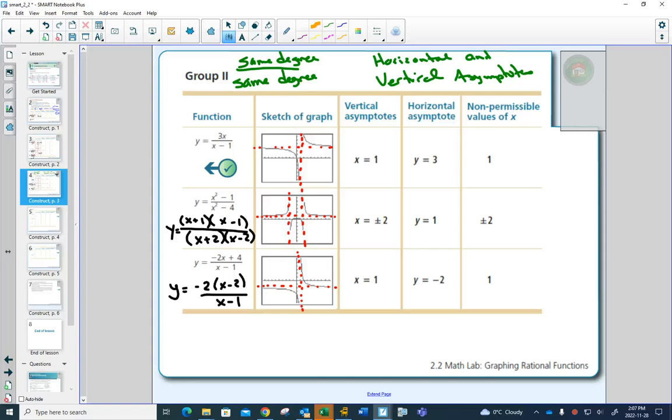Basically, what's happening is when x gets really, really big, the -1 doesn't really matter. Okay?